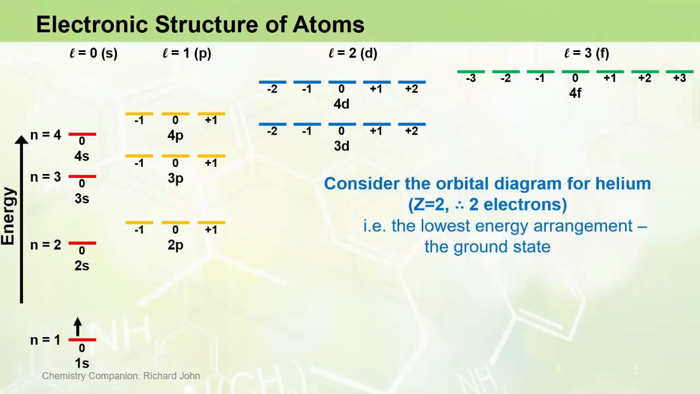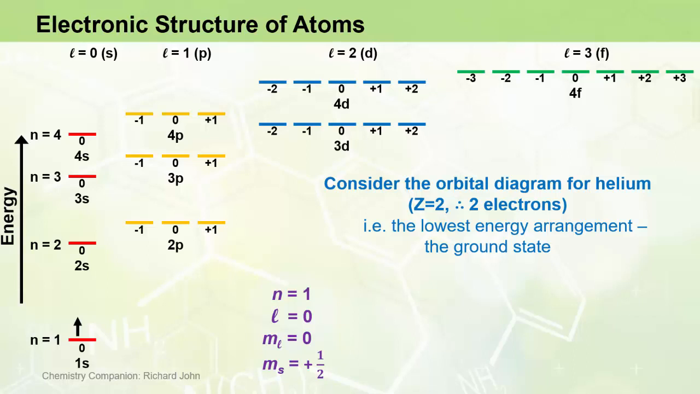We can put the first of the two electrons of helium in the lowest energy 1s orbital, and we can use this diagram to identify the four quantum numbers associated with this electron, with the four quantum numbers being n equals 1, l equals 0, ml equals 0, and ms equals plus a half. So how do we do that? How do we identify the 4 quantum numbers?